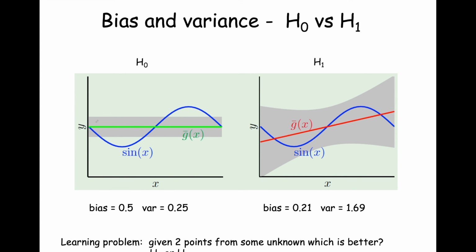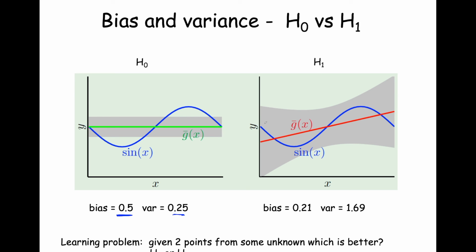If we measure the bias across all the data sets, we look at the G bar and its difference with our target function, well, we get a bias of 0.5, and lo and behold, that's exactly equal to the approximation error by mean squared error when we knew what the target function was. When we measure the variance, the gray region, that's 0.25, okay? Let's direct our attention to H1.